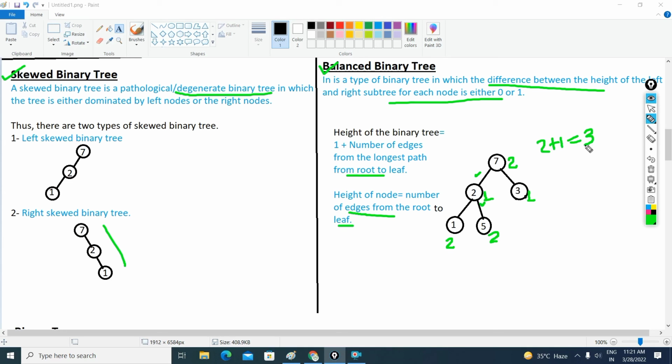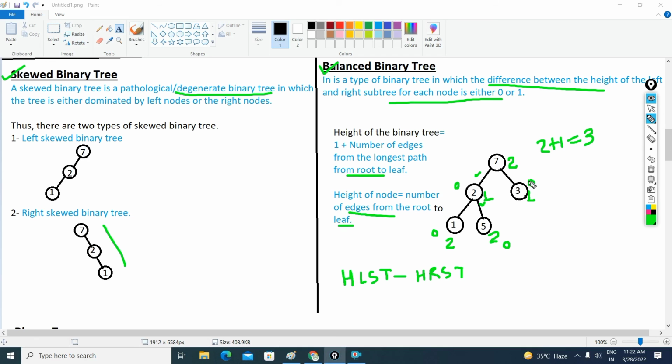Now if I want to calculate the difference between the left and right subtree, the formula is height of left subtree minus height of right subtree. Okay, so here the height of left subtree is 2 and the height of right subtree is also 2. So 2 minus 2, which is equal to 0. So the difference is what? Difference is 0. Here also 1 minus 1, so the difference is 0.